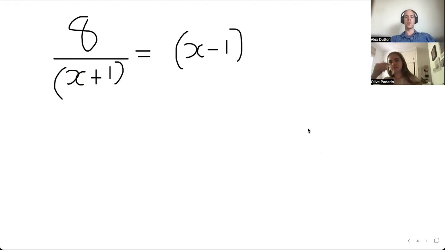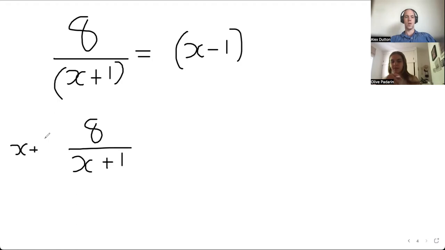What do we multiply both sides by? The denominator. Well, we can't multiply the denominator. All we can do is multiply both sides. If we multiply up by the denominator, sorry, I don't know if that's what you meant. So we're going to multiply both sides by x plus 1.